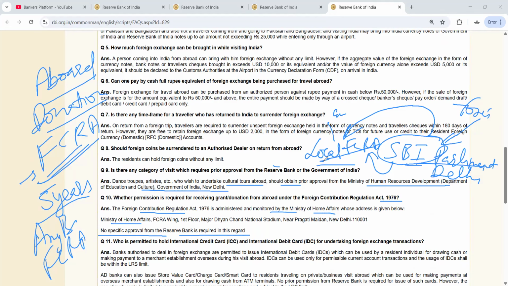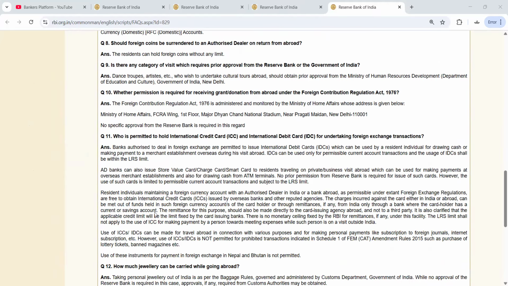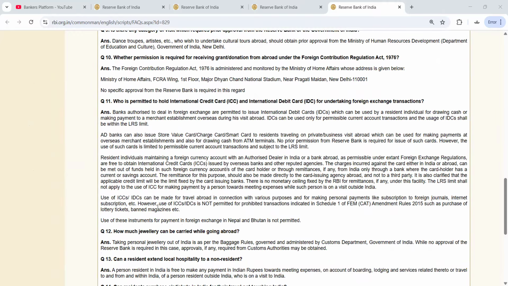and then they can utilize it for any purpose. Okay. So this local FCRA account will be there, but the restriction is that funds will come only from SBI. No other fund is allowed to be credited in this local FCRA account. So FCRA also we have done.